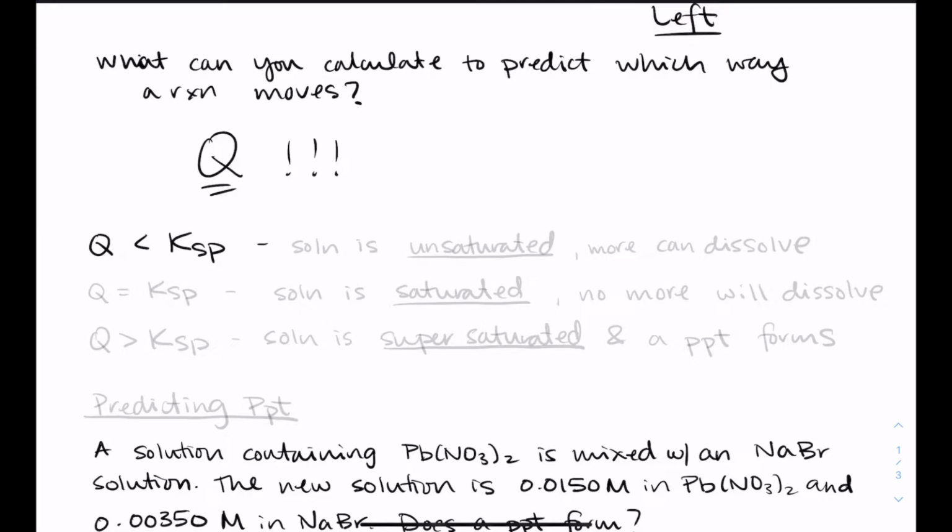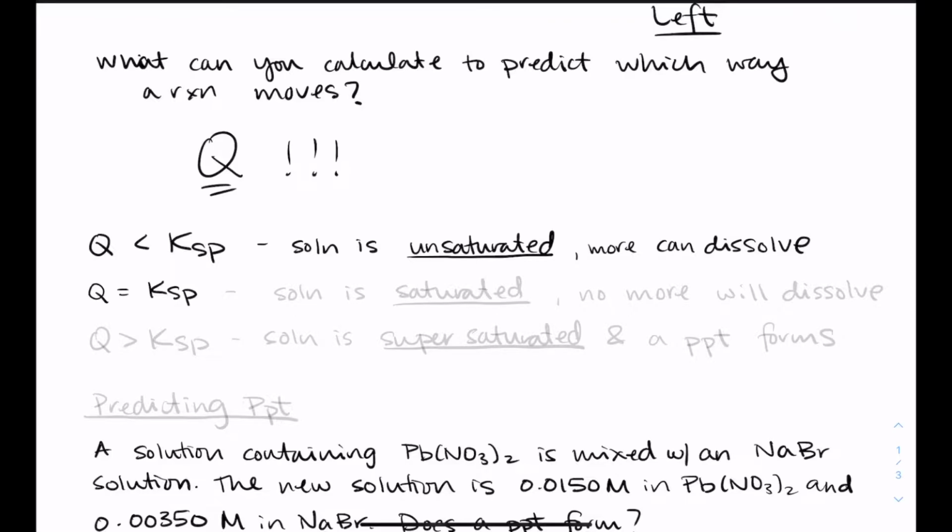When Q is equal to Ksp, well, that's at equilibrium. We call this kind of solution saturated. It means no more will dissolve. So we've dissolved the maximum amount, right? If one more molecule goes into solution, one molecule precipitates out of solution, we're at our dynamic equilibrium, and we call it saturated. Q greater than Ksp.